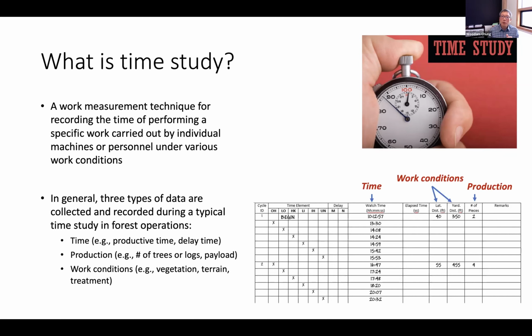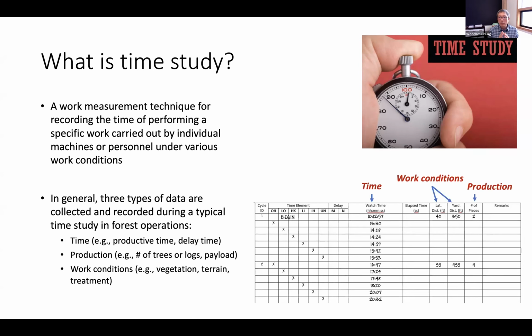For example, this table here shows an example of a cable logging operation. The work cycle can be defined for cable yarding as follows: time starts when the carriage leaves the landing to pick up logs, and the work cycle ends when the carriage returns and drops the logs at the landing. You can imagine cable logging repeats these cycles. So during a time study, we measure how long it takes to complete each cycle.